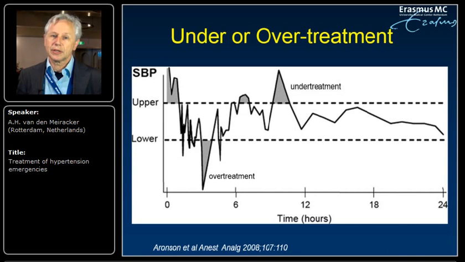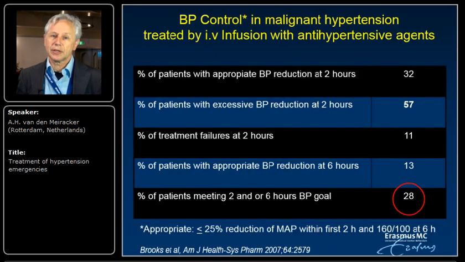This is a graphic scheme of under or over treatment of a hypertensive emergency. When we start treatment, we must define our upper and lower limit we want to reach within a certain time, and especially over treatment is seen rather frequently when we are treating patients with hypertensive emergencies. This is shown on this slide. It was a retrospective study of blood pressure control in malignant hypertension treated by IV infusion with antihypertensive agents.